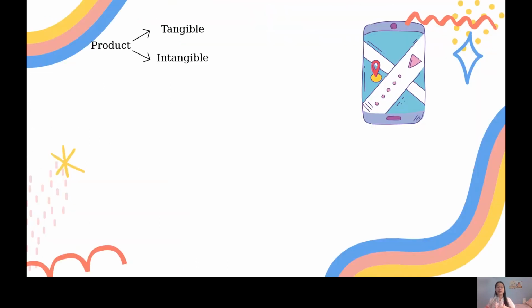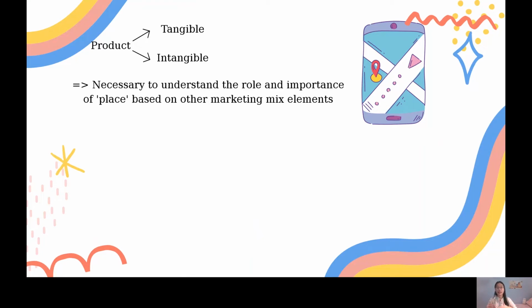And now I will focus on the place in marketing. As we know, product can be categorized as tangible or intangible product. And in this situation, the place is involved in intangible product, also known as the tourism service, which is considered as the way that we use to attract visitors. Standing from the marketer's perspective, it is necessary to understand the role and importance of place based on the other marketing mix elements, so that marketers can plan promotional strategy, create brand awareness, and increase consumer interest in purchasing the product or service offered by AI Marine Museum.